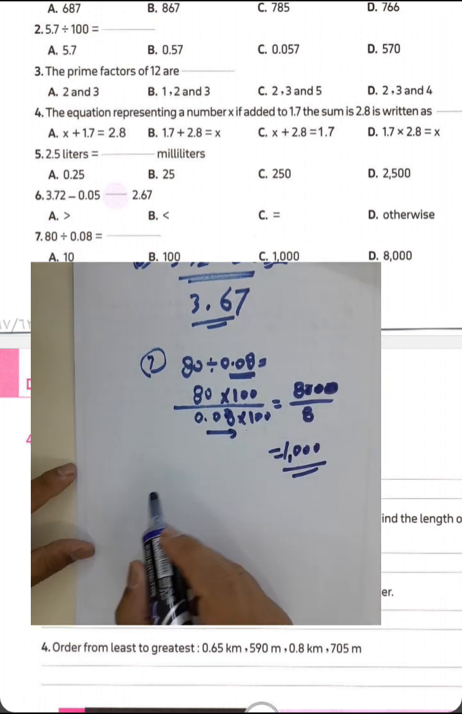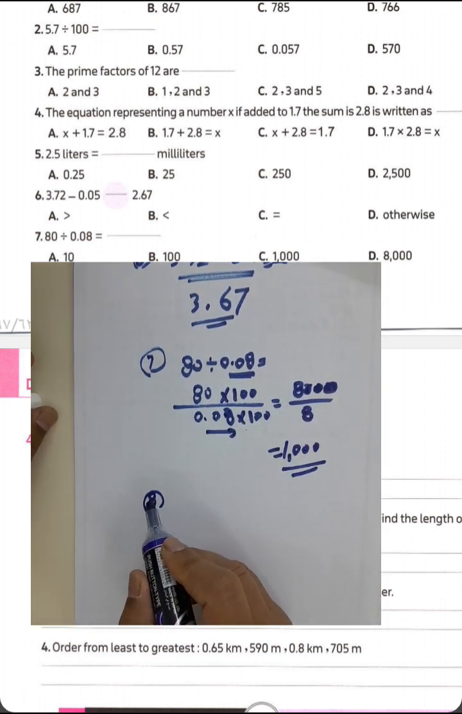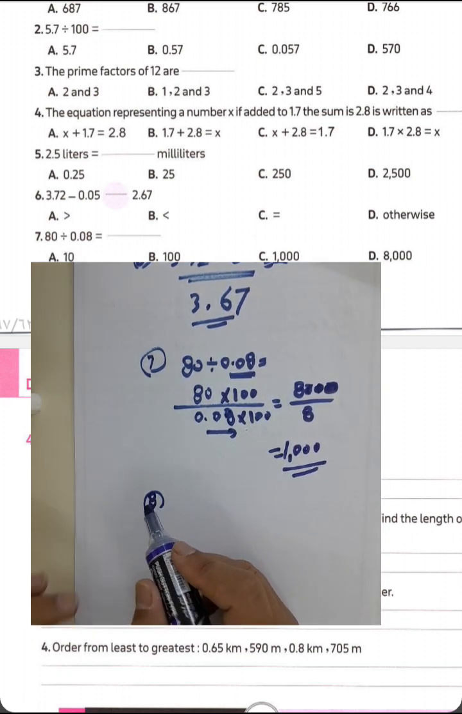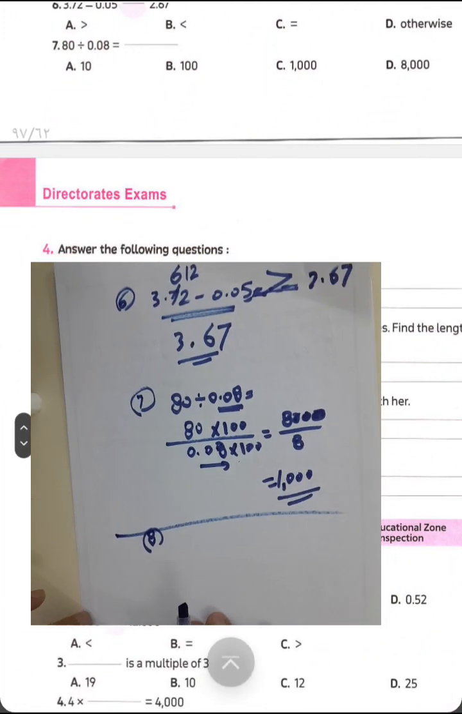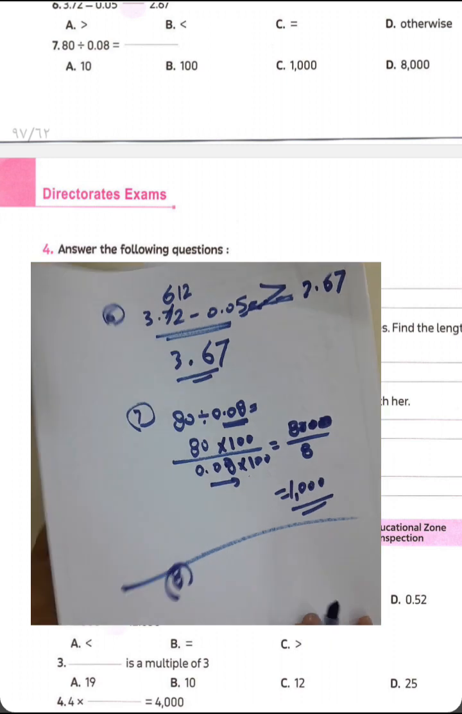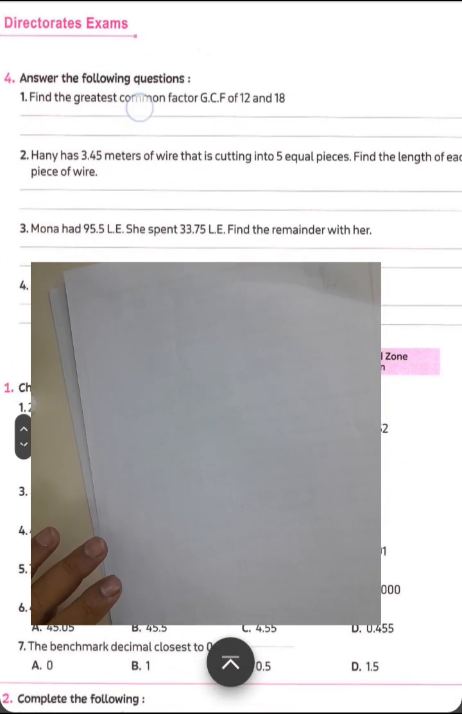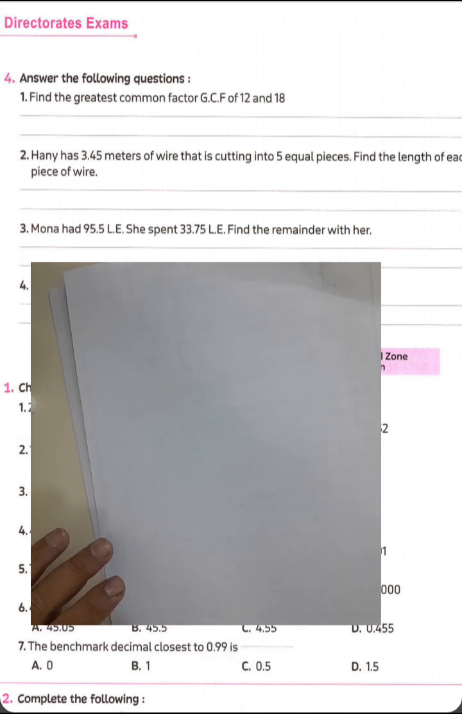Question number 8. Okay, it's a finished question. Question number 4. Answer the following. Find the greatest common factor. Okay, the greatest common factor of 12 and 18.